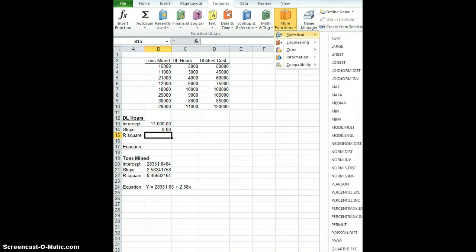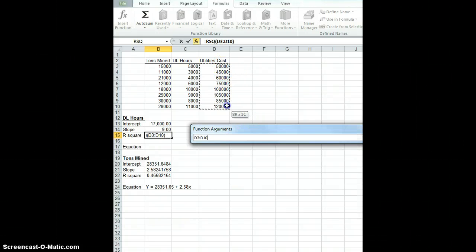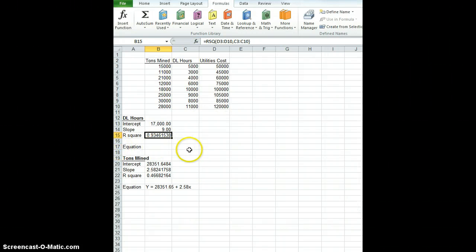R square in this problem, we're hoping for something better than what we had before. Known Y's, and known X's, direct labor hours. Click OK, and we get a 93.5% R square, much better than what we saw with tons mined. Therefore, there's a higher correlation between direct labor hours and utility cost. This is the equation we're going to want to use in order to predict utility cost on an annual basis or a quarterly basis.